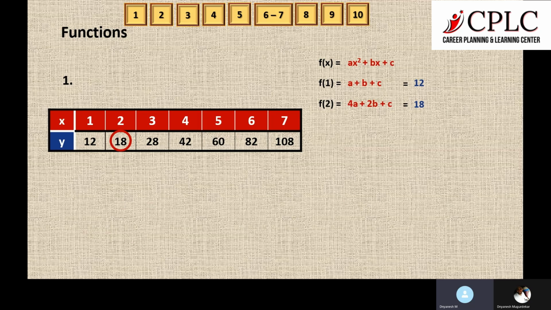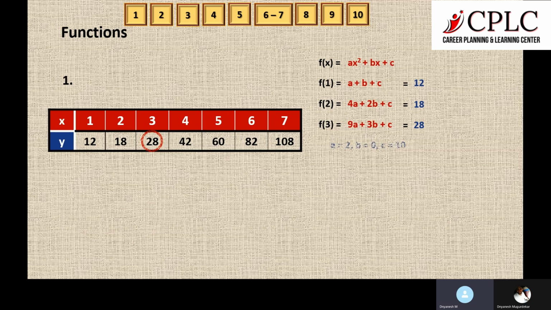So try to take the values as simple as possible. You can do any three values, but obviously since you are the one who's going to calculate this all, try to make things as simple as possible so that you don't make errors in the calculation. So for the third expression, substitute x as 3, you get 9a plus 3b plus c is equal to 28. Three equations, three unknowns, simultaneously solve them, you'll get the values of a, b, c.